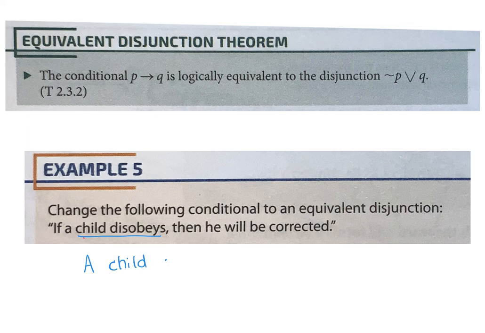So a child obeys. And they said or, and we write the second half exactly the way it is. Or he will be corrected. That makes sense. And that follows the same logic of the if-then statement, right? So they said if a child disobeys, then he will be corrected. It is the same thing as saying the child obeys or he will be corrected, all right? And so that's just an example of how you can rewrite an if-then with a negation and a disjunction, all right? A negation and a disjunction.